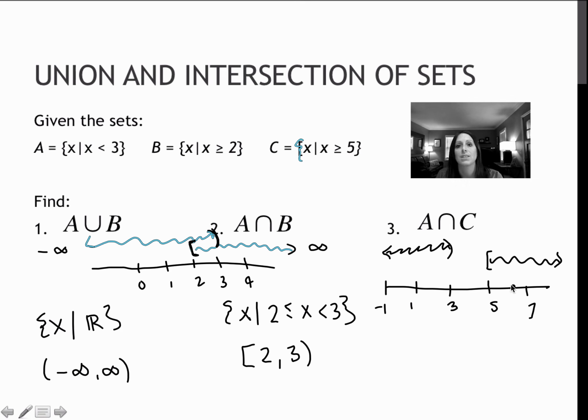So the intersection of sets is where both of them would be shaded. And notice right here in the middle, nothing is shaded. So there's nothing that they have in common. So again, this is going to be an empty set.